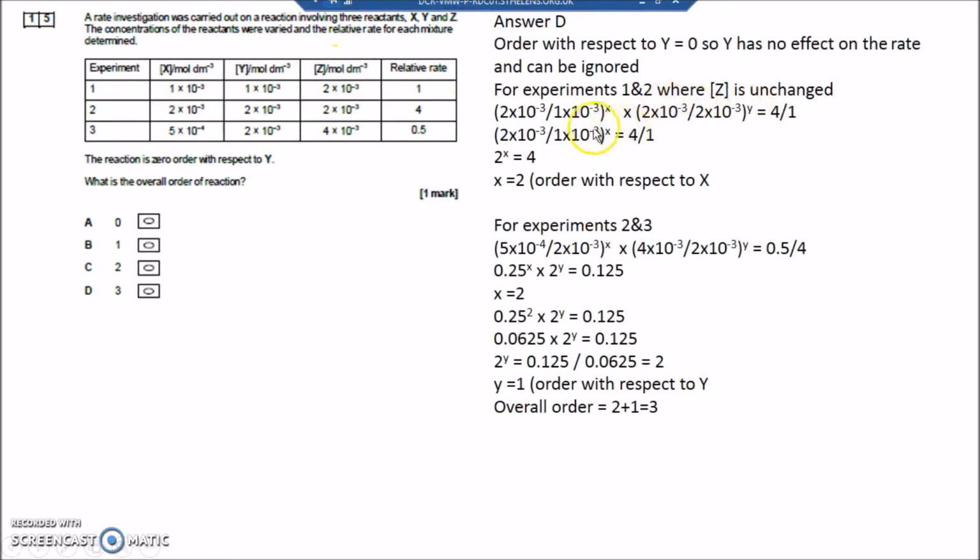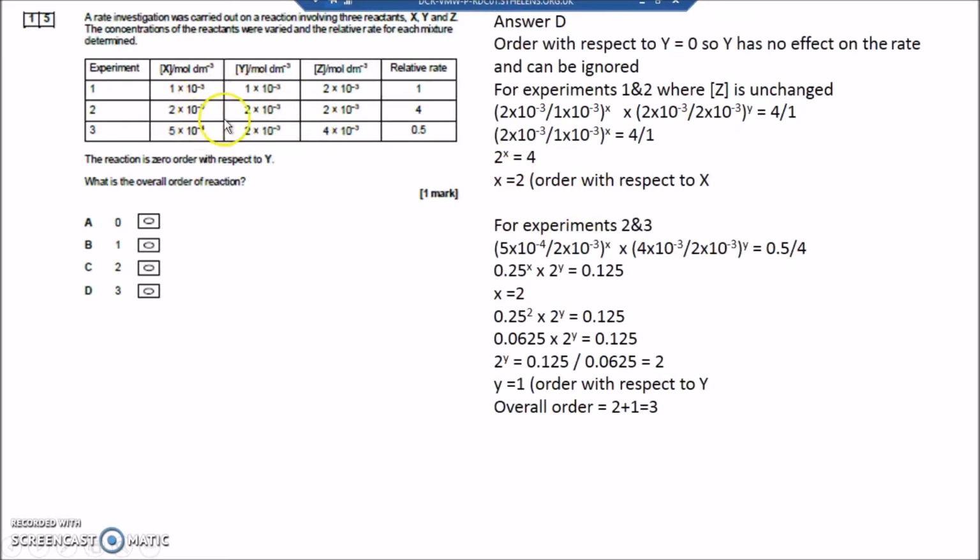Those two are going to cancel, so 2 times 10 to the minus 3 divided by 1 times 10 to the minus 3, to the power x, is 4 divided by 1. So we have the reaction rate 4 divided by 1 here. So that's 2 to the power of x equals 4. What number is that? If it's a 0, then 2 to the power 0 equals 1. It's not that. If it's a 1, 2 to the power 1 equals itself, 2. So it's got to be a 2. x is 2. The order with respect to x is 2.